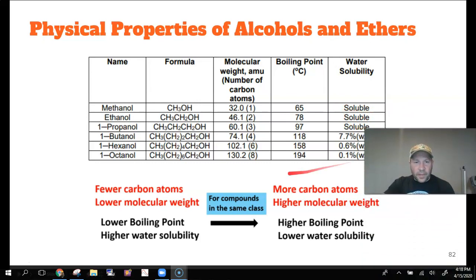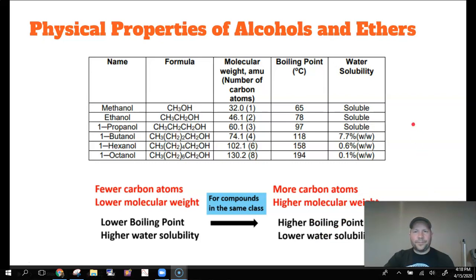What you can see is that basically fewer carbon atoms means lower molecular weight, lower boiling point, higher water solubility. More carbon atoms means higher molecular weight, higher boiling point, yet lower water solubility. Okay? So something to keep in mind.